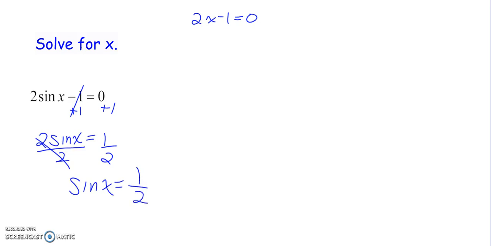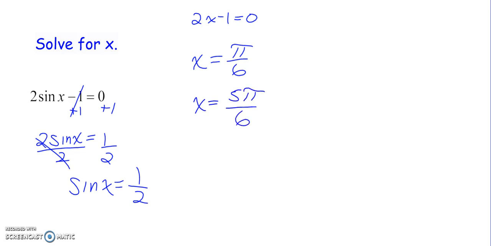Here's the tricky part. Now you got to know your unit circle really well. There are two places on the unit circle. The sine of what is equal to 1/2? And one of those being pi over 6. Okay, pi over 6 is in quadrant 1. There is also a value in quadrant 2. Another possible x value is 5 pi over 6.